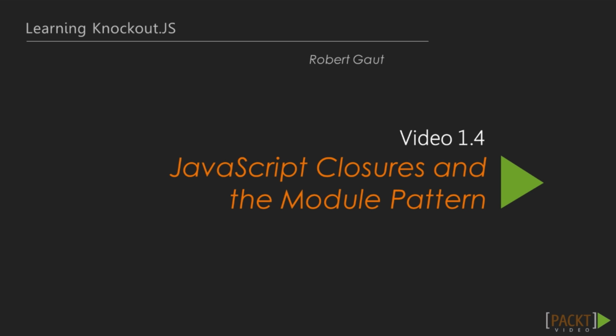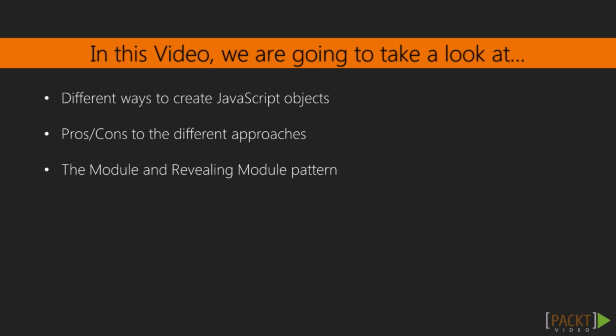Now, there really isn't a way to create a class in JavaScript, at least not in the classical sense. JavaScript only deals with objects, and everything is an object in JavaScript. However, there are several ways to mimic what's known as a class found in other object-oriented languages. In this video, we're going to take a tour of JavaScript objects, closures, and finally the module pattern. We'll use the techniques we learn in this video throughout the course.